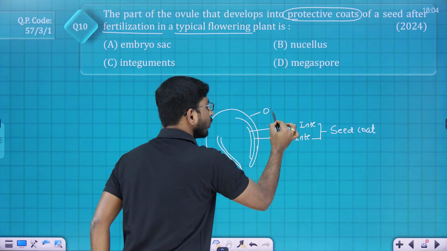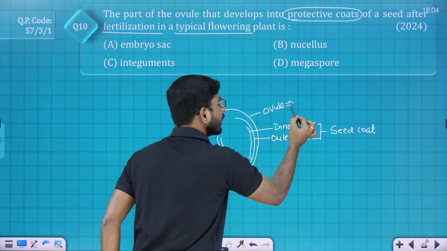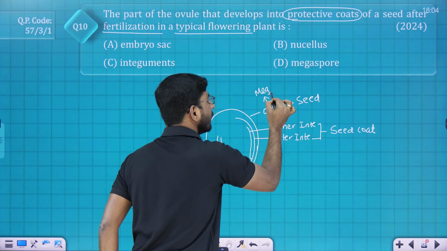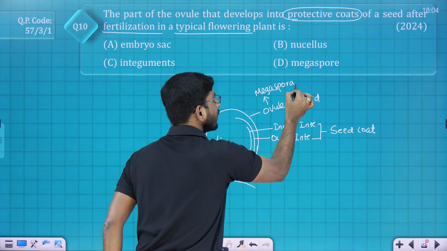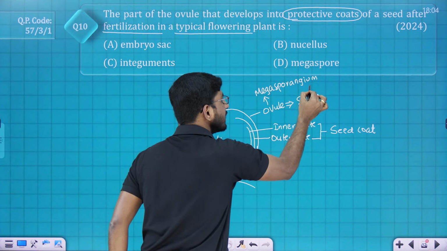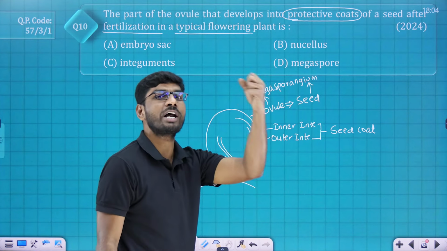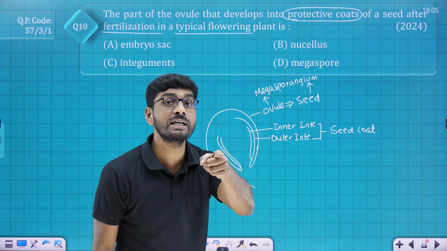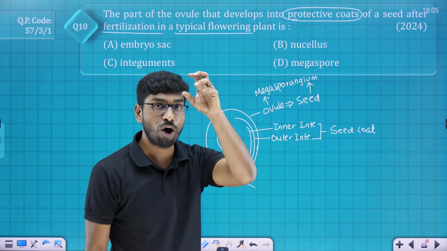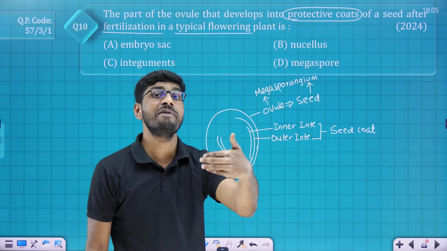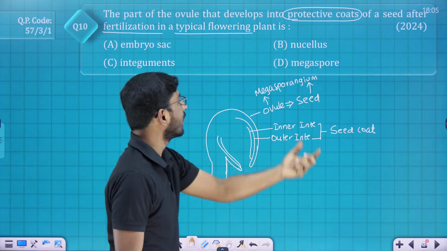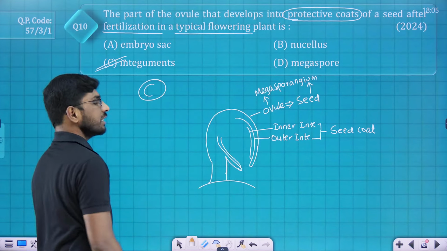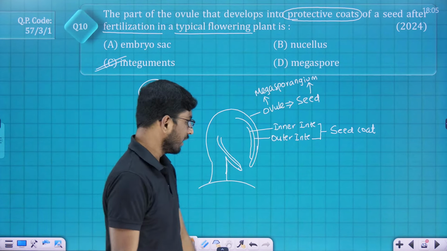This whole structure is what? Ovule. Ovule converts into what? Seed. Ovule's other name is what? Megasporangium. That means the seed is actually a modified megasporangium. Keep in mind, the seed is actually a modified megasporangium after fertilization. Students, all of you remember, integuments after fertilization become seed coats. They mentioned what? Protective coats. So the right answer is integuments, option C. Am I clear? Come to the next question.